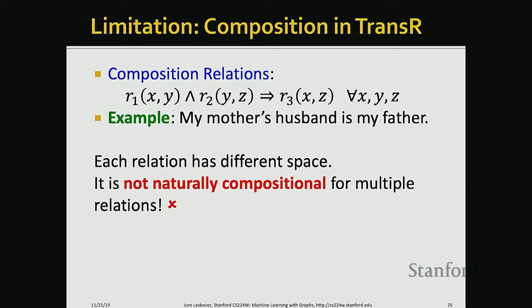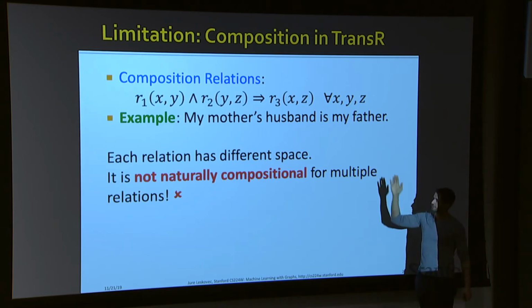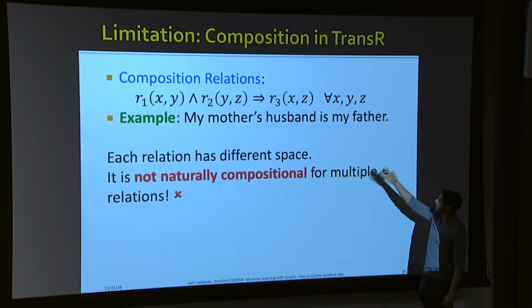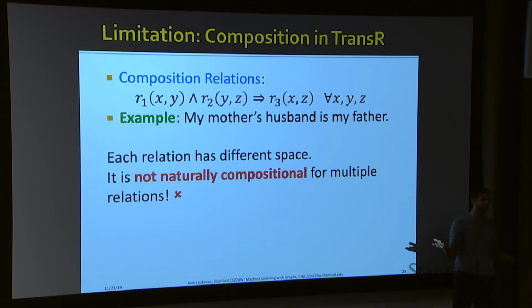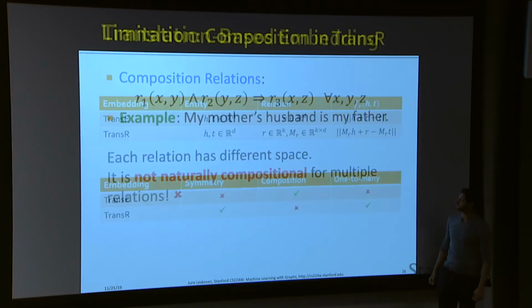but unfortunately, it's not going to support compositionality. The reason is quite intuitive. For instance, the mother relation is in a certain embedding space, and the husband relation is going to be in a separate embedding space. We're not going to be able to just sum together these two relations and concatenate them. So basically, there is no natural compositionality for multiple relations in TransR.